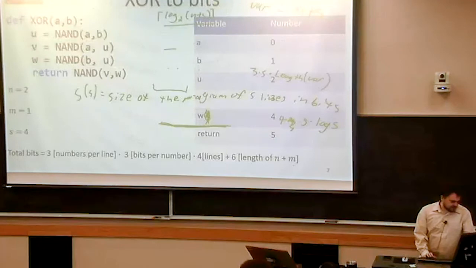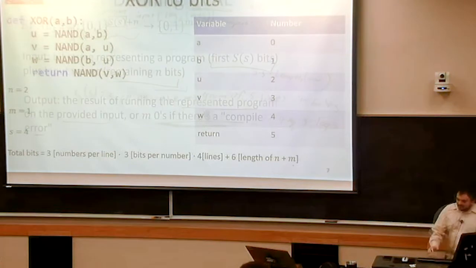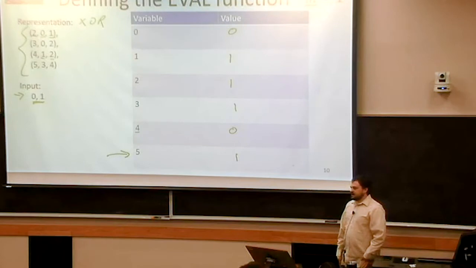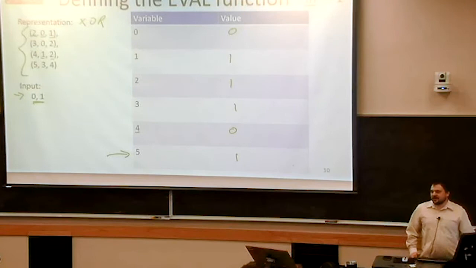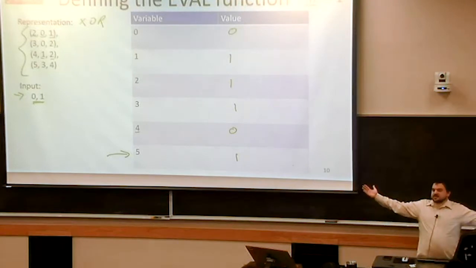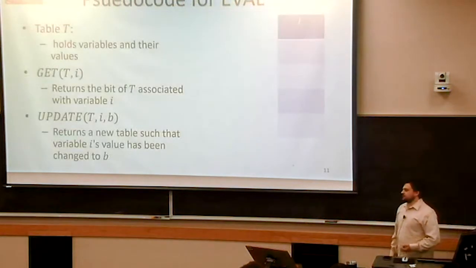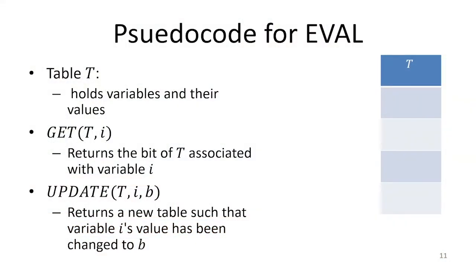In the same way that this is a representation of NAND straight line in this Python-like thing, this is a representation of NAND straight line as triples of integers. And what eval is going to do is it's going to take a representation of NAND straight line as a bunch of bits, as this S plus N bits. Let's try to write now some pseudocode for exactly what's going on with this eval function. So the pieces we're going to need for this eval function: we need the table that's going to hold the variable values. We're also going to have this function that I'm going to call get.